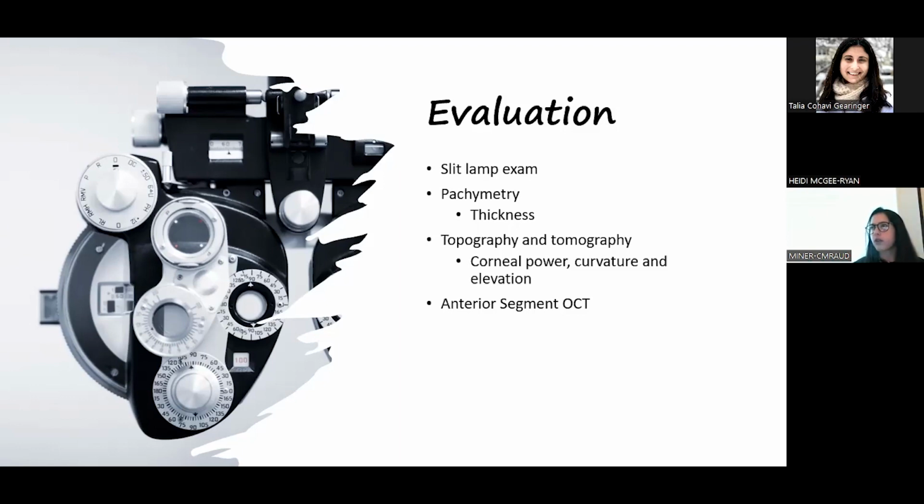Topography and tomography measure things like the corneal power, the curvature, and the elevation. All of that also guides us into what type of treatment the patient needs, to be able to provide them the best visual outcome. And the anterior segment OCT provides us a view, or a snapshot, of all the layers of the cornea, and it's very important for corneal transplants, and you will see it further in the presentation.